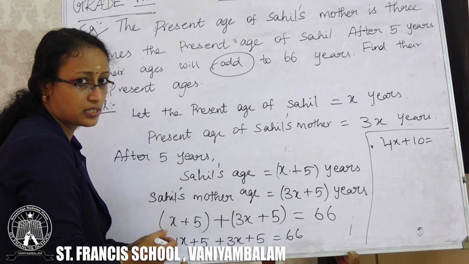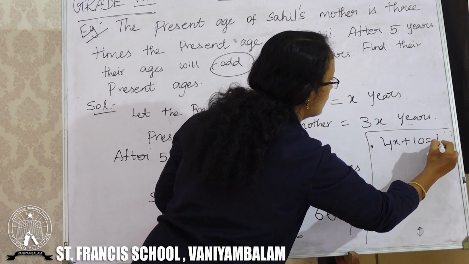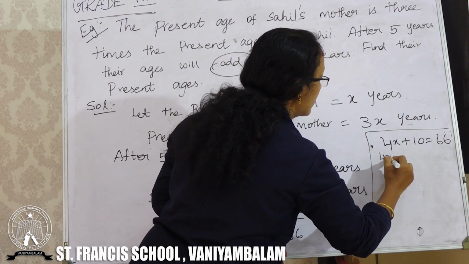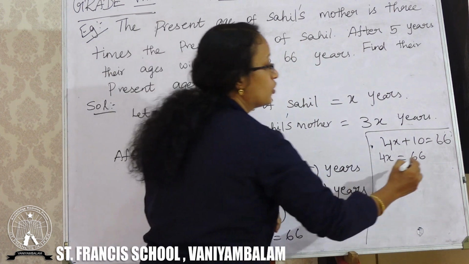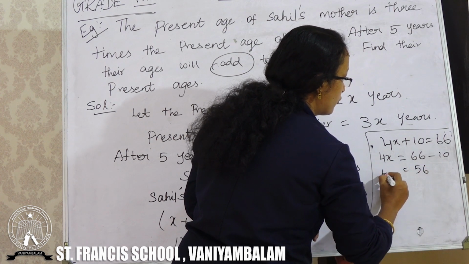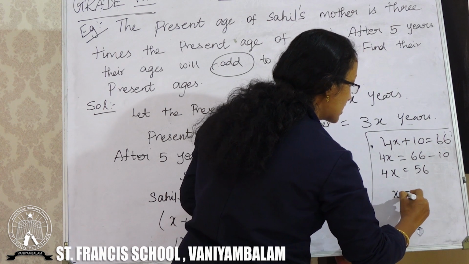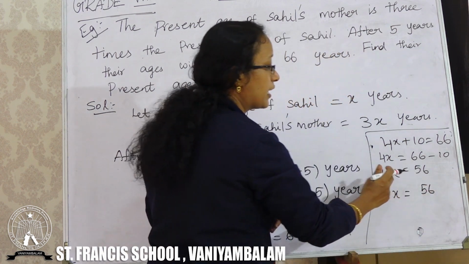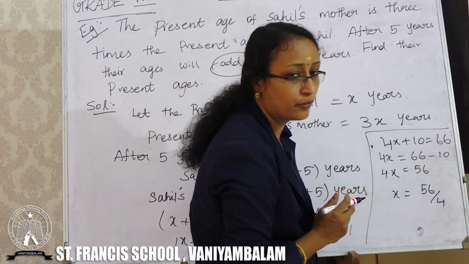So you will add the x term first, then the constant. So 4x plus 10 is equal to 66. 4x is equal to 66, and this plus 10, when it goes to the right hand side, becomes minus 10. So 56. 4x is 56. Right? So x is equal to 56 by 4, and since 4 is in multiplication with x, it becomes 56 divided by 4.